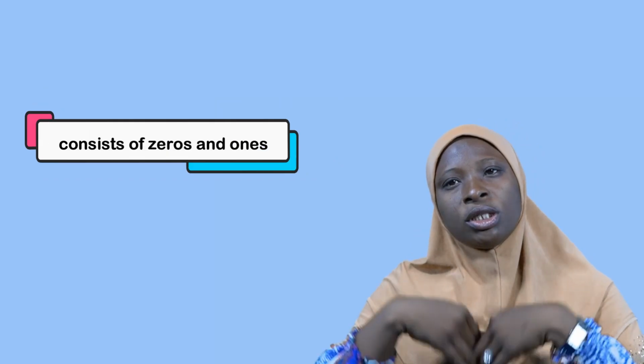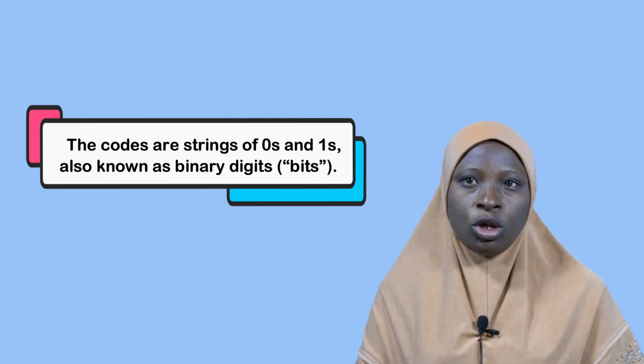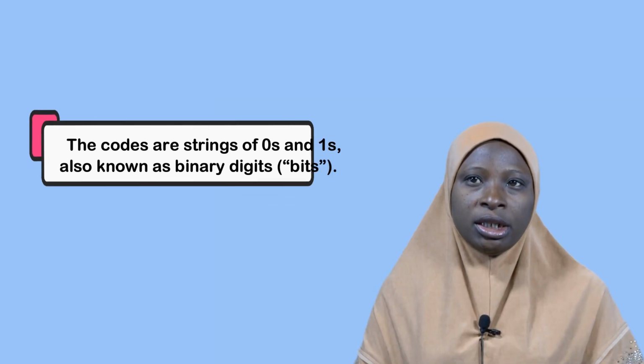Machine language consists of zeros and ones, and it is the only language that a computer understands. It is the numeric codes for the operations that a particular machine can execute directly. The codes are strings of zeros and ones, also known as binary digits.